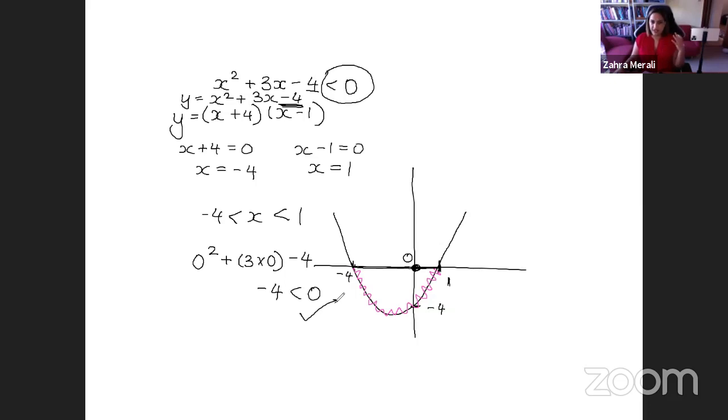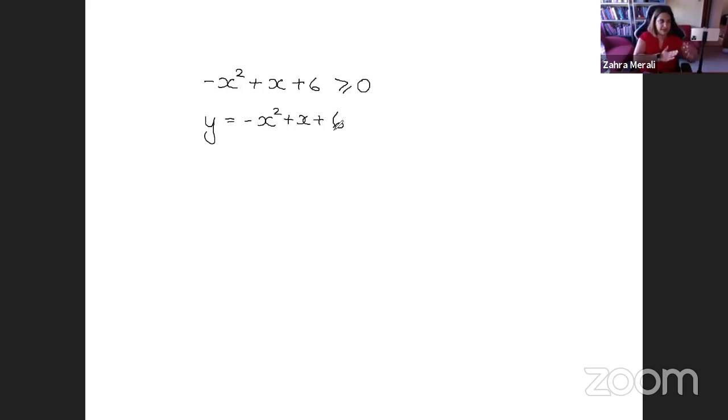So now let's try a negative one, because we didn't really even sketch a negative one. So if I take minus x squared plus x plus 6 is greater than or equal to 0. So step 1, we're going to try to do a quick sketch. So y equals minus x squared plus x plus 6. Right, I've in my head gone, okay, it's a minus in front of the x squared. I know it's a sad face. I know it's a negative.